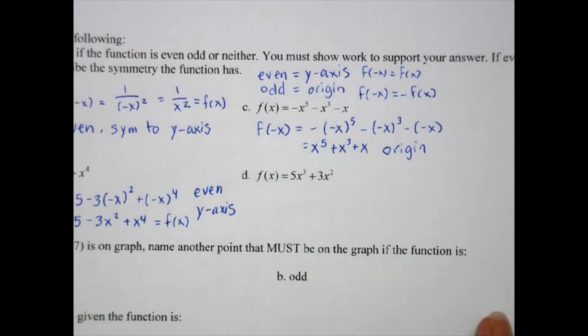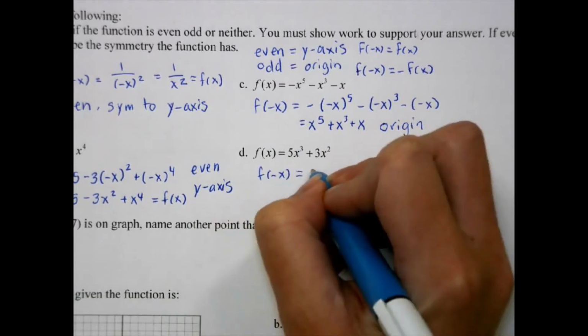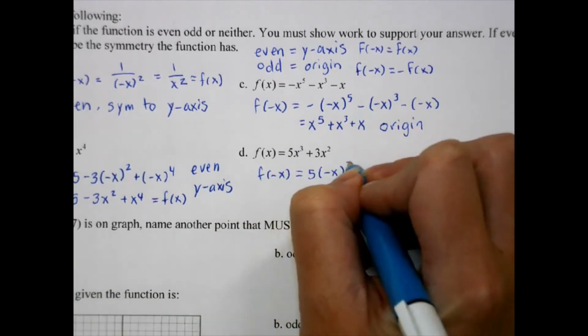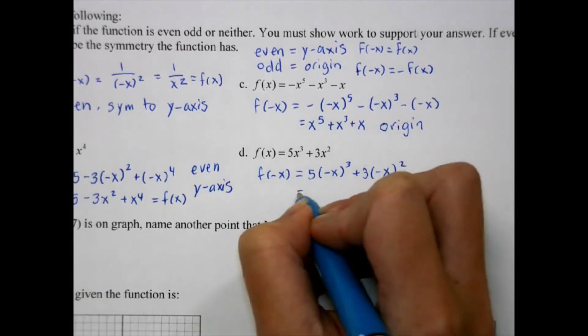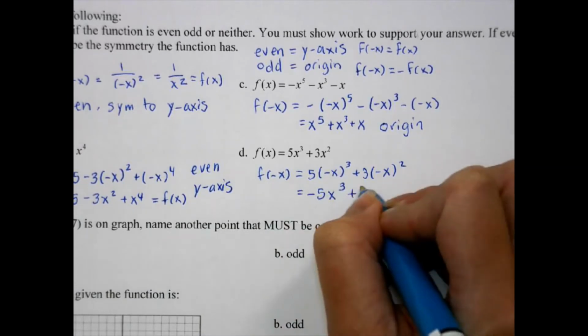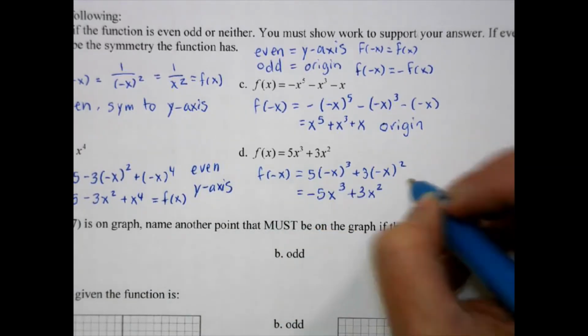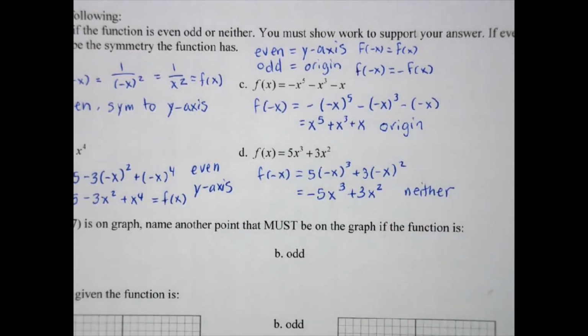Our last one here. So this one becomes opposite, but this one stays the same. So this is neither. They either all have to stay the same or all become opposite in order to be even or odd.